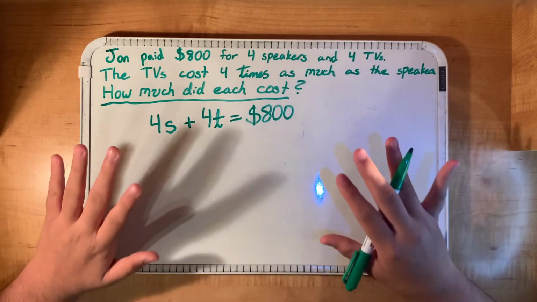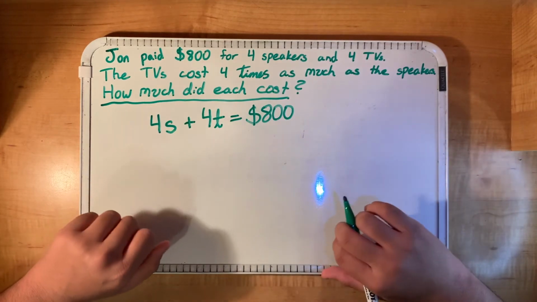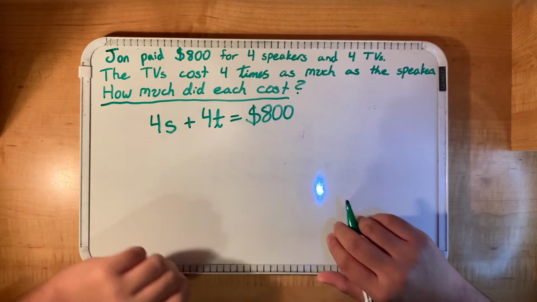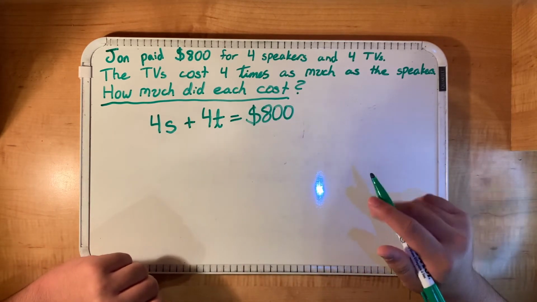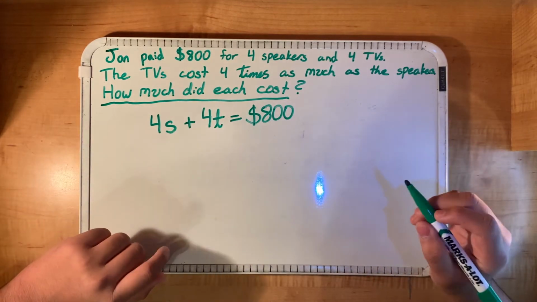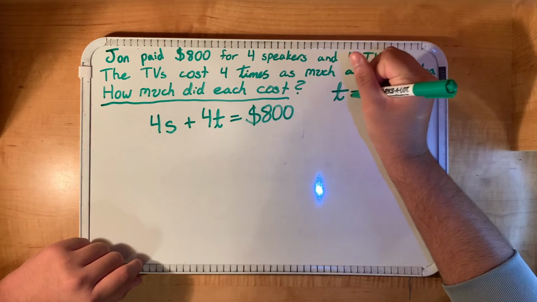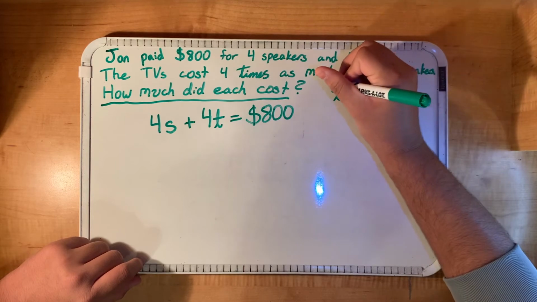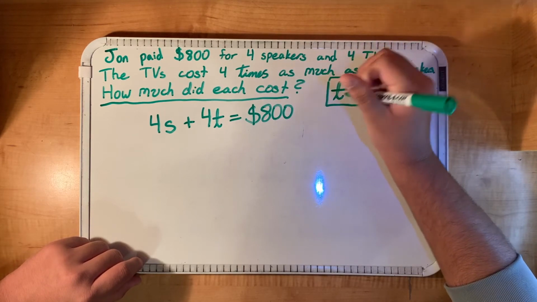Okay, so we have this so far. But we're also given some extra information that is going to help us: the TVs cost 4 times as much as the speakers. So we want to create a little mini equation for this. 1 TV, or just the letter T, is equal to 4 speakers. I'm just going to put that in a box so we can use that later.